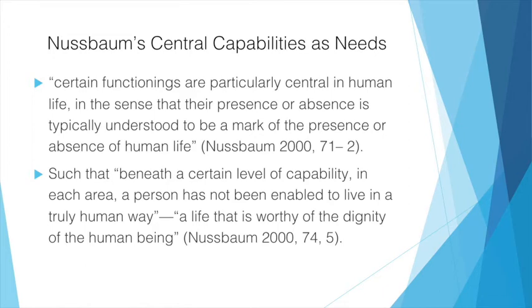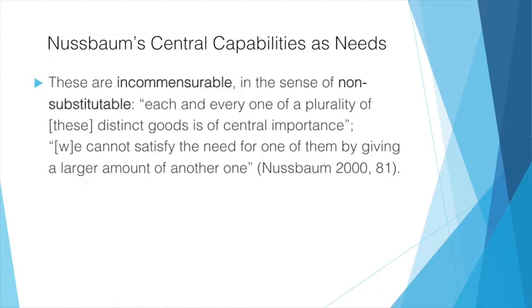We also see that for Nussbaum, central capabilities are incommensurable, in the sense of non-substitutable. Each and every one of a plurality of these distinct goods is of central importance. We cannot satisfy the need for one of them by giving a larger amount of another one.